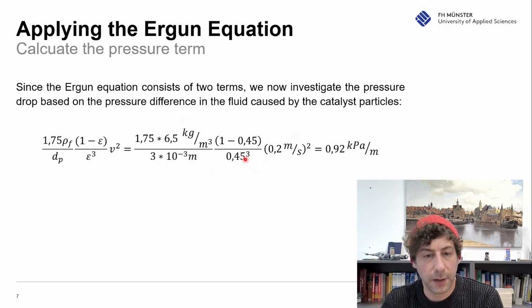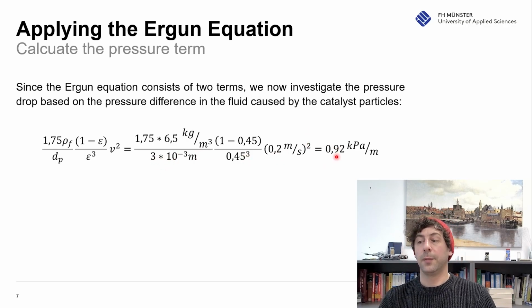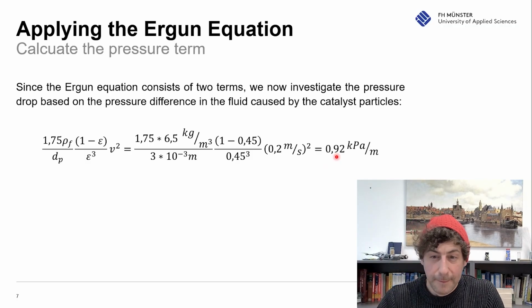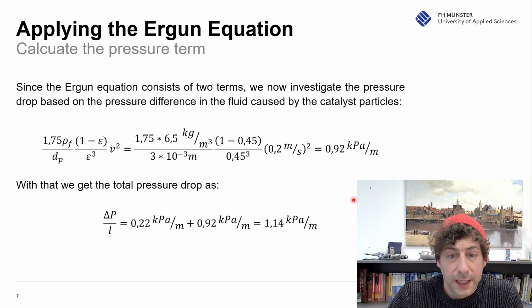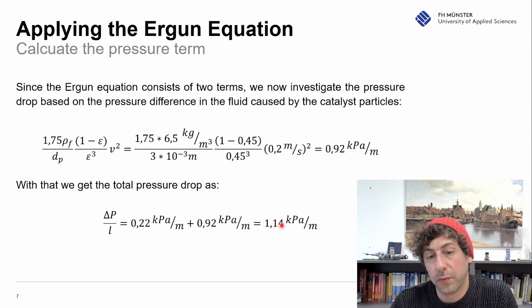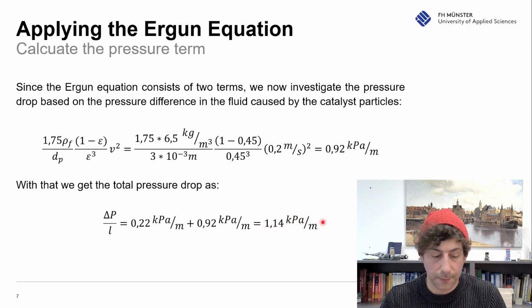Be careful with cube and here is not squared and here is squared and so on, and then we will get a number of 0.92 kilopascal. So now we can put both together to get the total pressure drop. So this is the friction term plus the pressure term, and this is 1.14 kilopascal per meter.